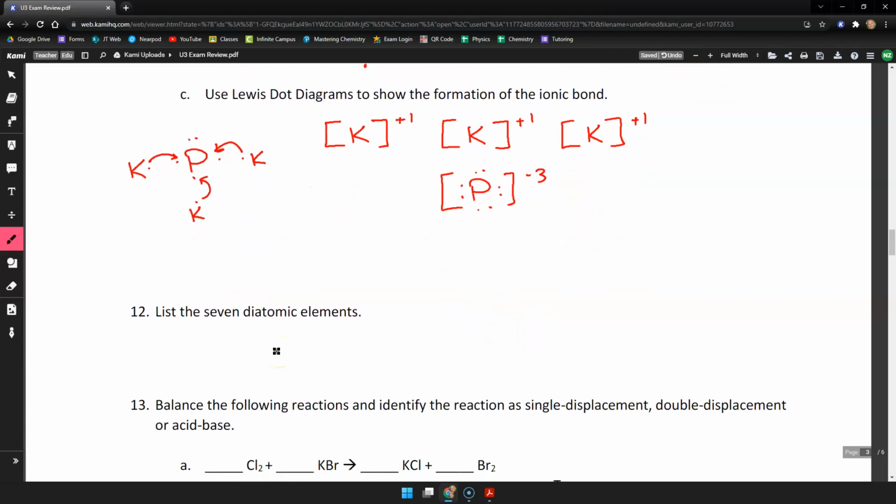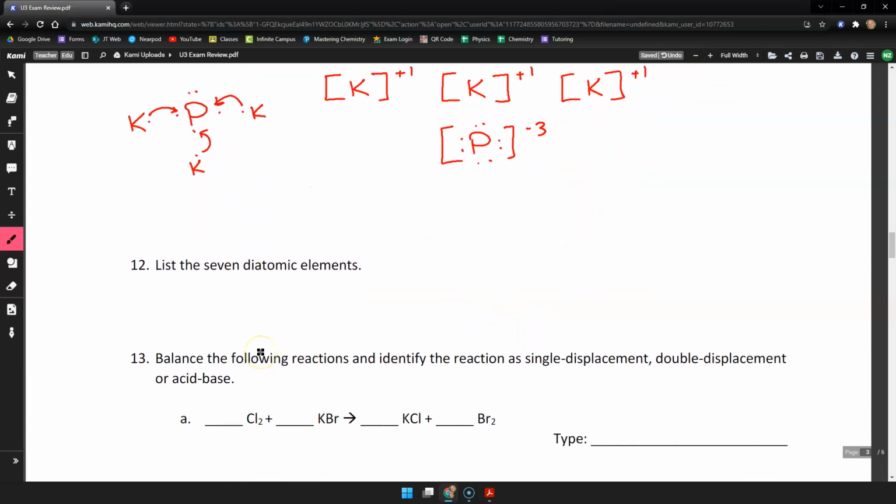All right, number 12 says, list the 7 diatomic elements. Okay, so the saying that I have is, I have no bright or clever friends.